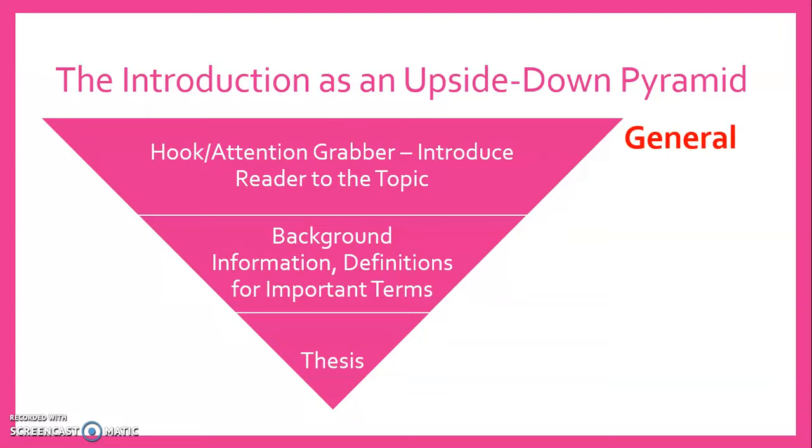So we want to move from general ideas at the top with our hook. The base of the pyramid, right, is very broad, so we'll start off with broad ideas. And then as we move through the background information, as we get through each of the following sentences, right, we'll get more and more specific, more and more narrow, just as the pyramid itself narrows to a tip at the very bottom. The thesis should be our most specific sentence in the introduction paragraph.